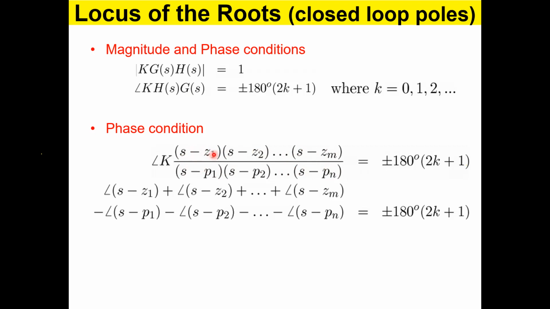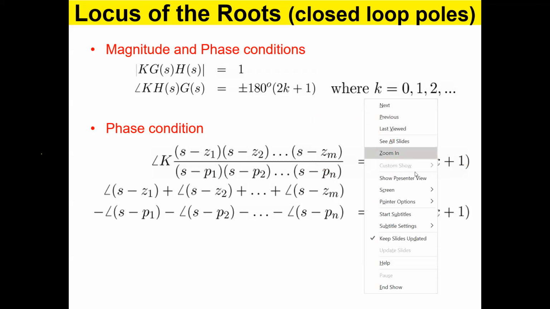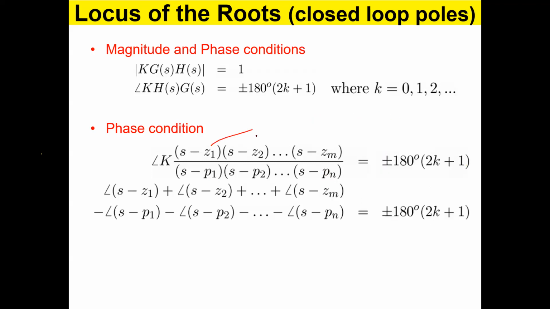S minus Z1 is equal to 0, S equals Z1. So Z1 is a 0. So is Z2. Z2 is another 0. Zm is another 0. And P1, P2, Pn are poles. So as you know, we draw the zeros like this, with a bubble like this, and these poles like this one, and this one, with a cross. These are the zeros and the poles.